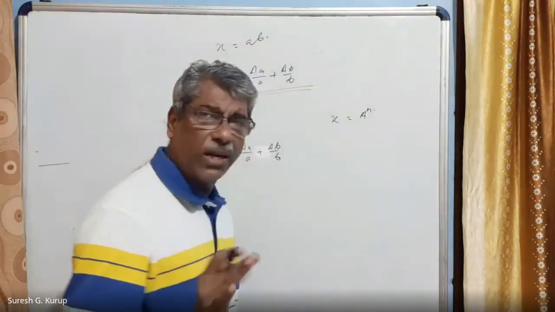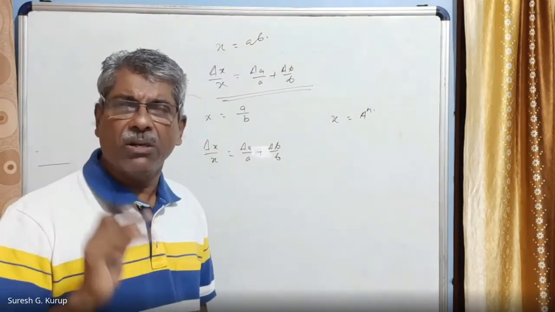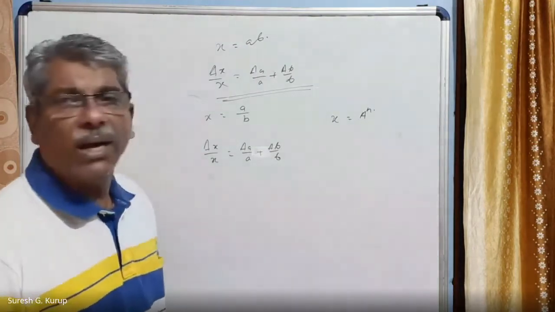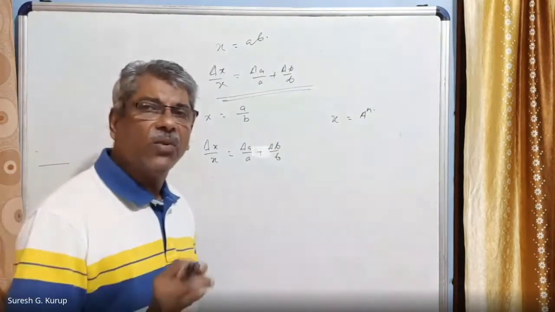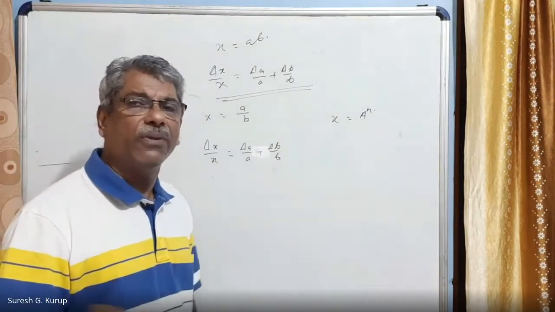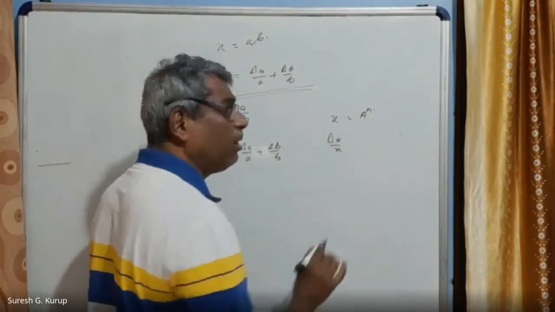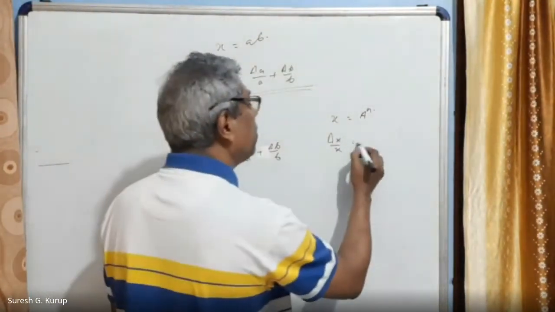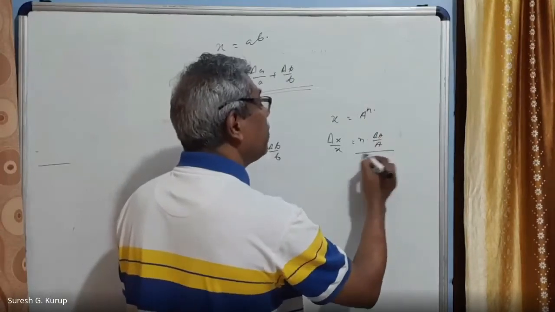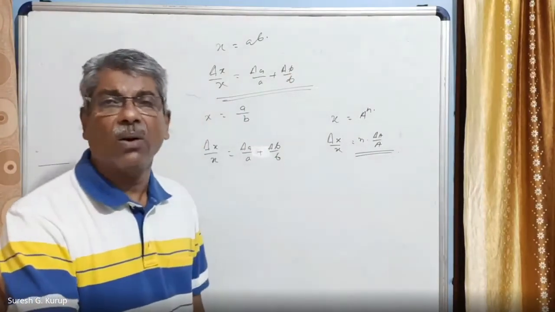For relative error, we have addition, multiplication, division, power calculation, etc., but we will take only the relative error. So relative error is the ratio of what? Absolute error to the real value of the physical quantity. In this case also we can write relative error as delta x by x, that is equal to n into delta a by a. This is the way we can calculate the relative error in the calculation.